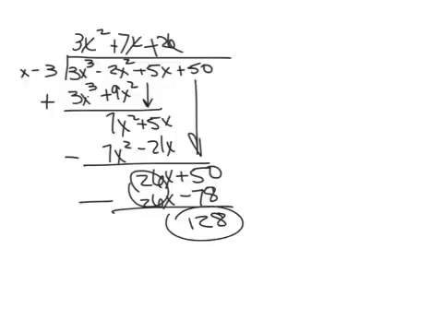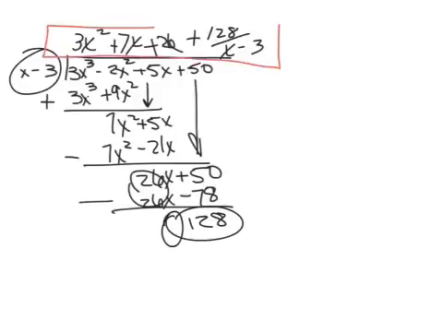And when we don't have any x's in our answer, we are done. So what I do with that 128 is I write it as plus 128. Now if this were a negative right here, I'd write minus 128 over x minus 3. So that, my friends, is your answer, and that's how you divide polynomials.